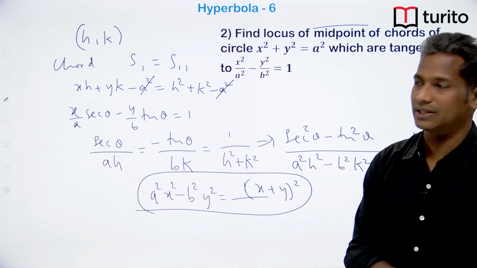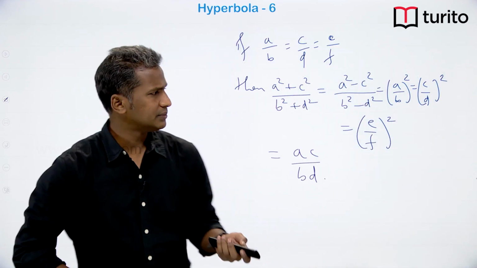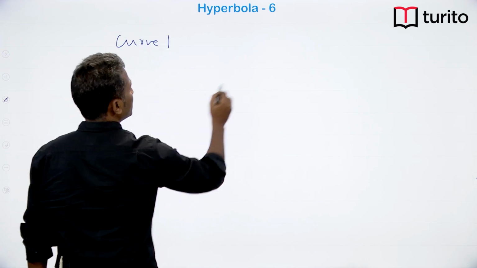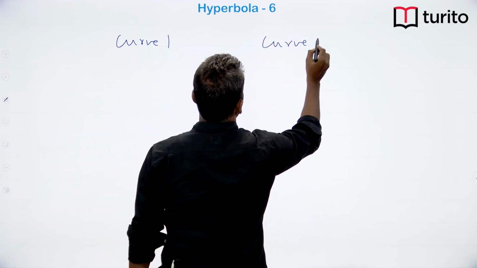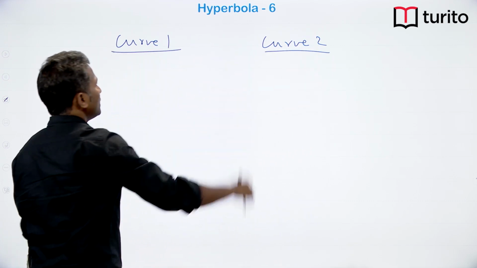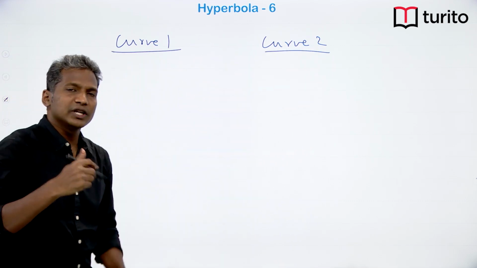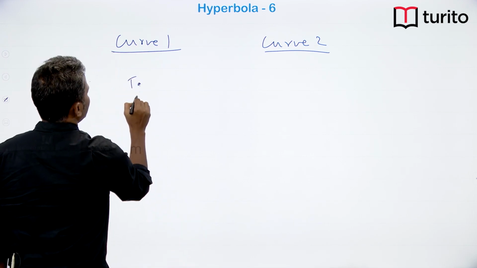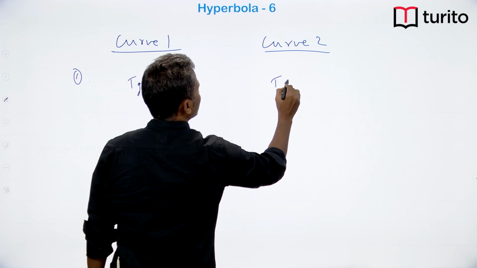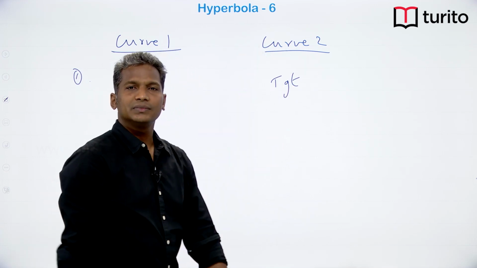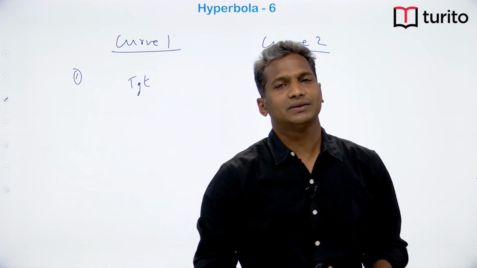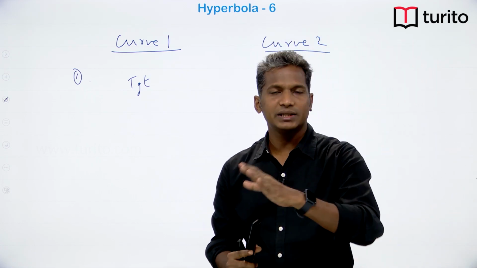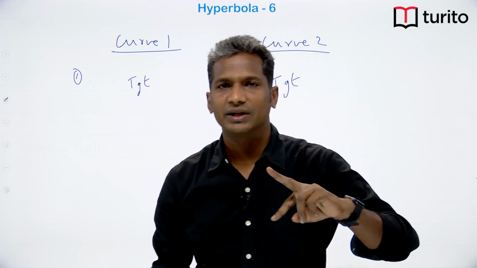Now, what is the discussion? Discussion is like this. Let us say there is curve 1 and here let us say curve 2. Sometimes questions may come like this. Case 1: tangent to this curve is also the same as tangent to this curve. That means basically we are looking for common tangents. How do we proceed? Write both tangents in slope forms and equate the c.